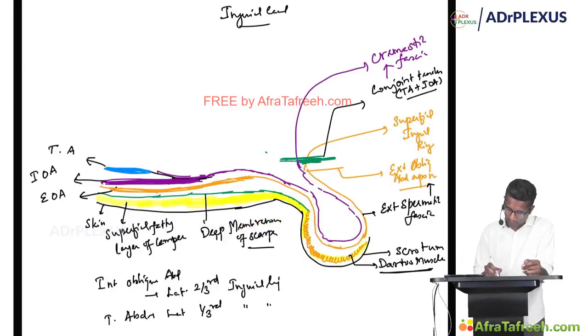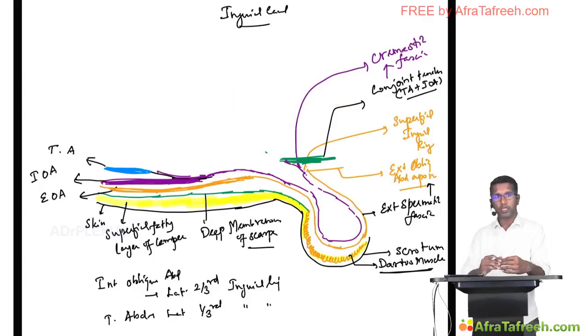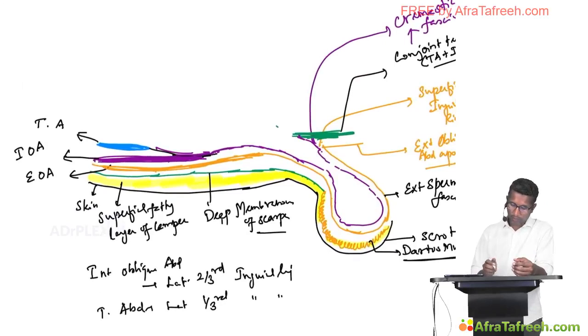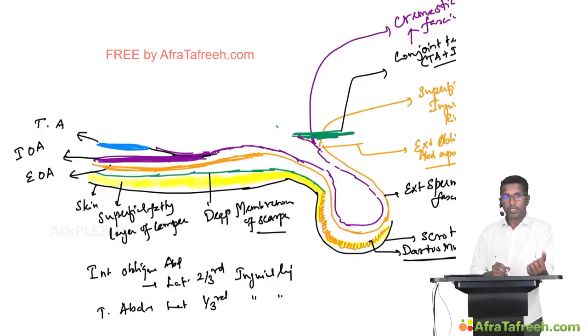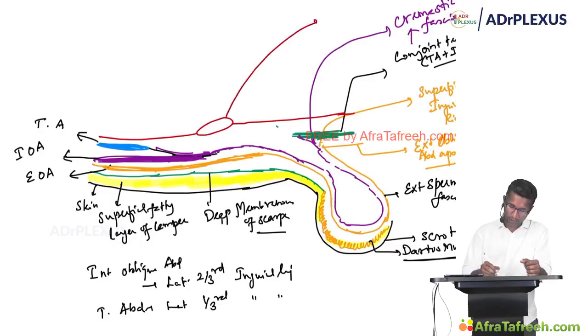So you see conjoint tendon here, and the conjoint tendon also is continuing inside as the cremastic fascia. Now what is the next layer in the abdomen? The next layer is the peritoneal layer. You get a layer called fascia transversalis, and this fascia transversalis has got an opening in it. This opening is called the deep inguinal ring.